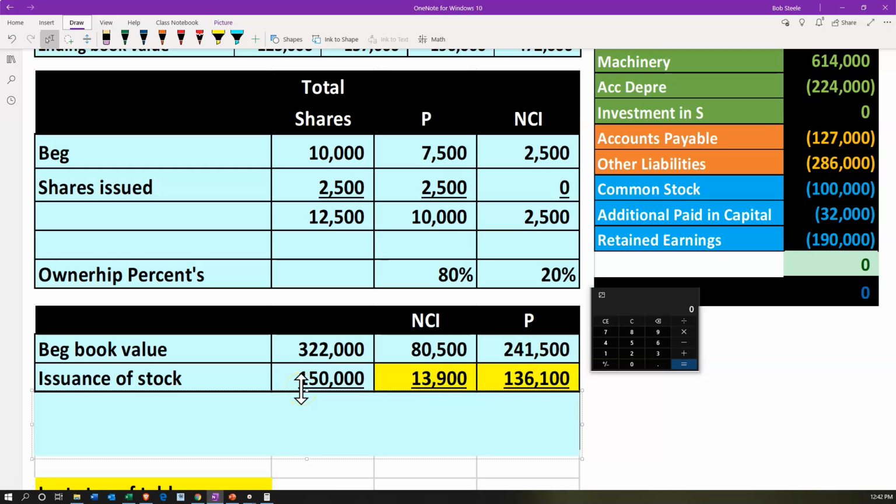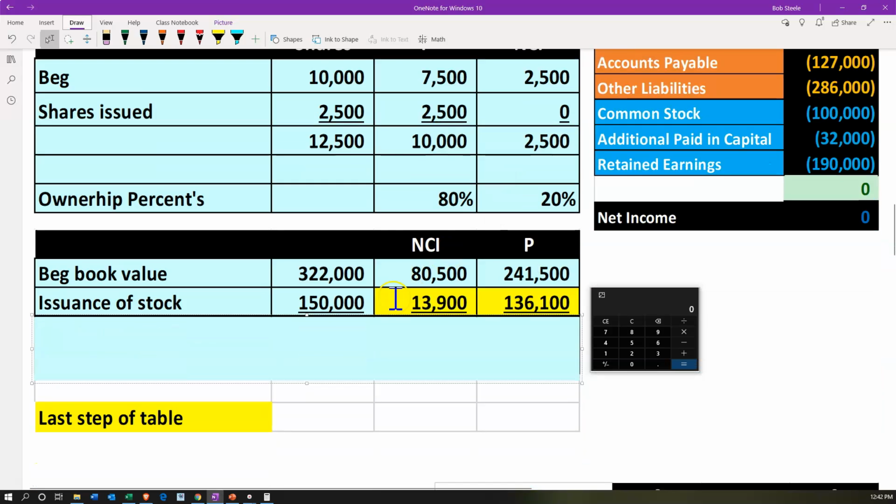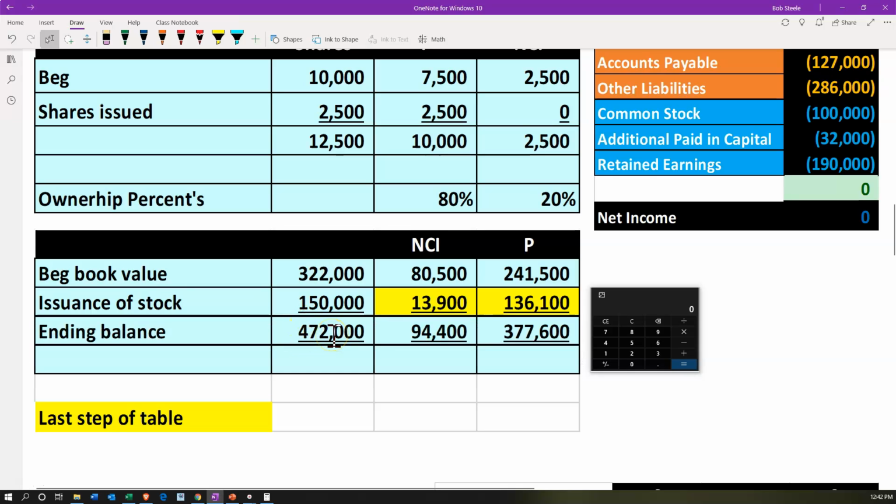Then we have the issuance of the stock. We know what happened to the equity section because we calculated that up here. That increases the book value of S by the 150 because they got another 150 cash. This is the breakout that's going to be unusual. How are we going to allocate this to the non-controlling interest and the controlling interest? We're going to do that yellow piece last. We'll back into that number. Let's think about the total first. This 322,000 plus the 150 brings us to the 472, the equity after the 150. We're increasing the equity by the 150 cash that went into S.